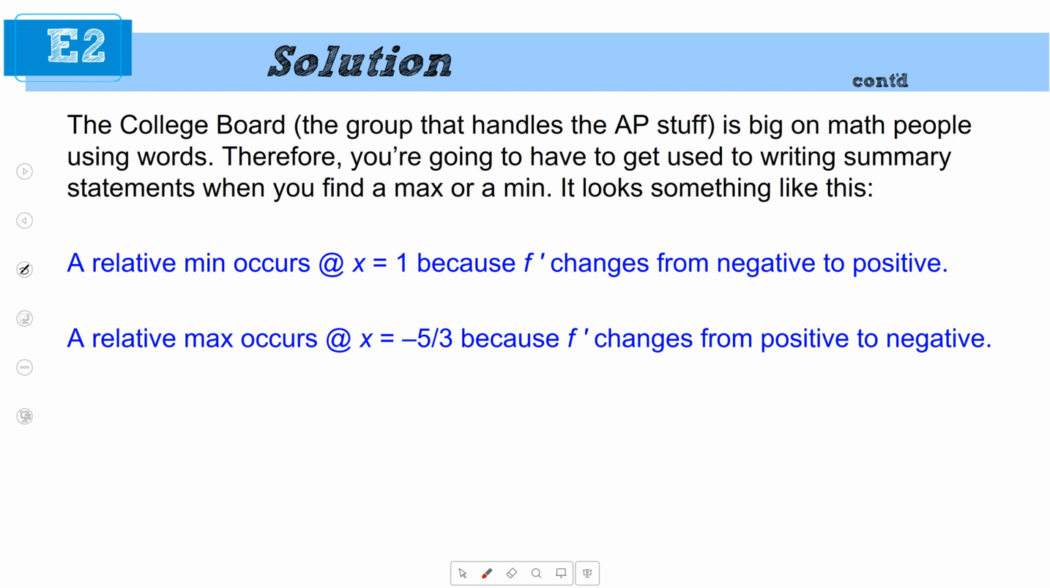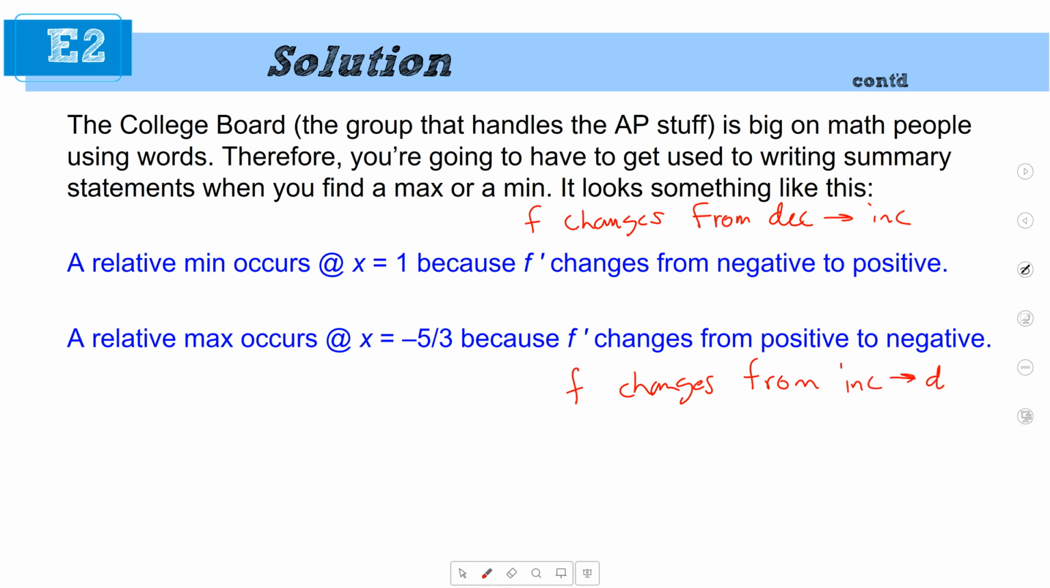Now I would put a sidebar in here. You could say because f changes from decreasing to increasing, or f changes from increasing to decreasing. Come on, Reedy, you're better than this. However, I like the blue better because you're already going to create a first derivative number line, so stay with the first derivative through a lot of your discussions. It makes it easier to put together.